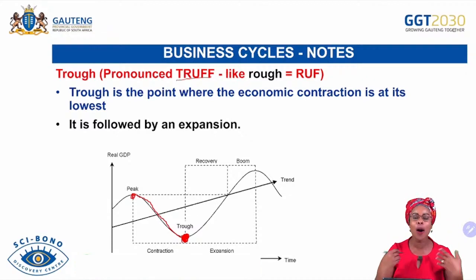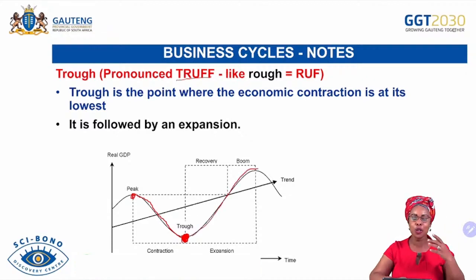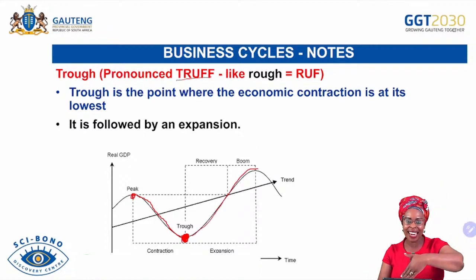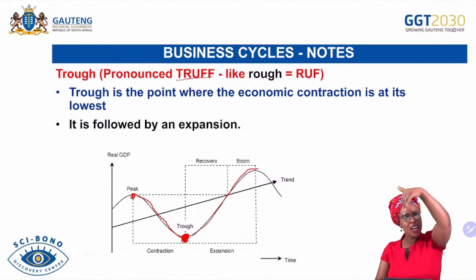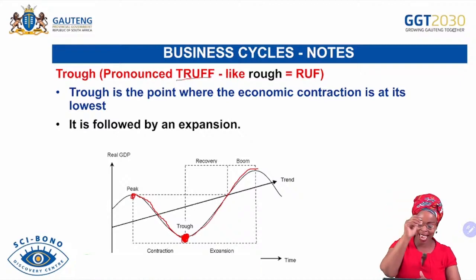After the trough, what follows? Follows an expansion. So you saw that we started with a contraction. Then it will be followed by expansion. Then contraction, expansion, contraction. That is why it is called a business cycle.